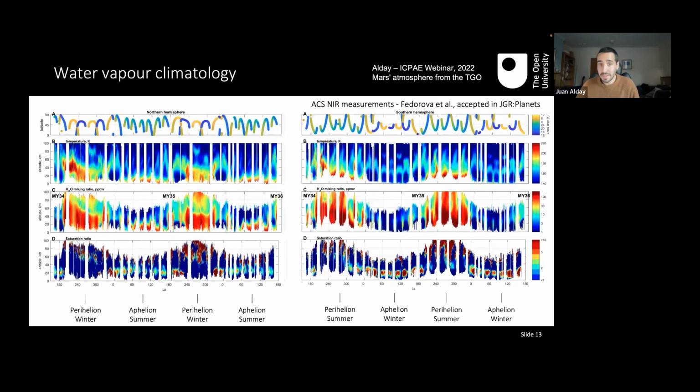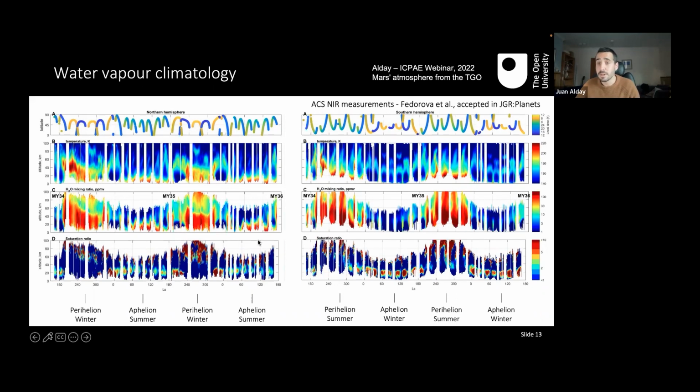But we observe these high water abundances below approximately 20 kilometers. And at 20 kilometers, these water ice clouds form, and then the abundance of water drops drastically above this level. This is quite consistent with the traditional scheme in which water was believed to be confined below 20 kilometers.